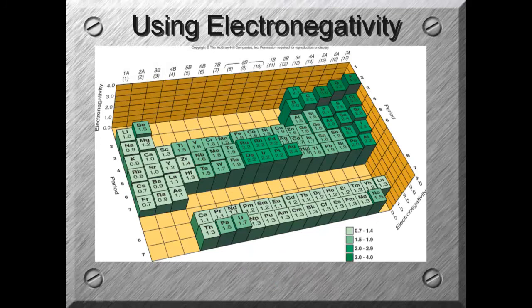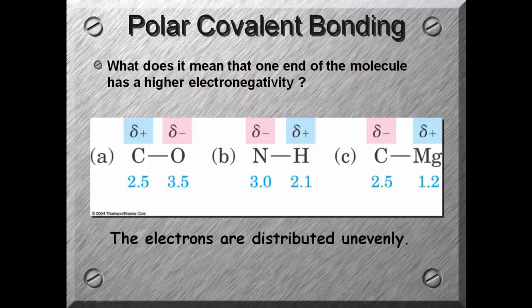We talked about electronegativity in the student presentations. Electronegativity will be really important for us when predicting what type of bond will be present between two elements in a compound. Let's discuss polar covalent bonding. So, what does it mean that one end of a molecule has a higher electronegativity? What we're looking at here are bonds between non-metal elements. So that means the electrons are shared between the two. So it's important for you to keep that in mind. We're not transferring electrons, we're sharing. So here, between carbon and oxygen, here carbon's electronegativity is 2.5, oxygen is 3.5.